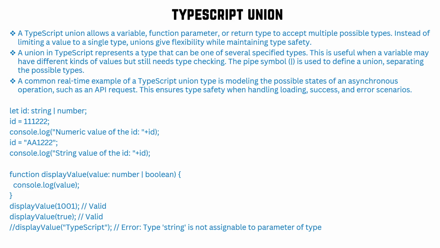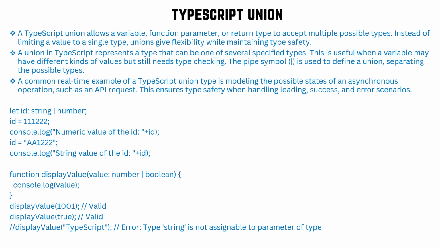So a TypeScript union allows variables, function parameters, or return types to accept multiple possible types. Instead of one, it might accept multiple possible types. So instead of limiting a value to a single type, unions give flexibility while maintaining type safety. A union in TypeScript represents a type that can be one of several specified types. This is useful when a variable may have different kinds of values but still needs type checking. The pipe symbol is used to define a union, separating the possible data types.